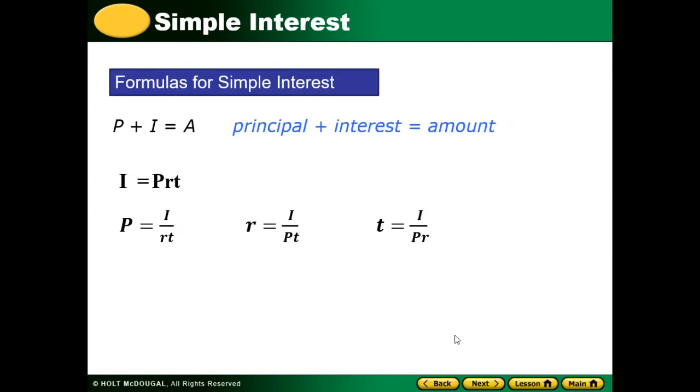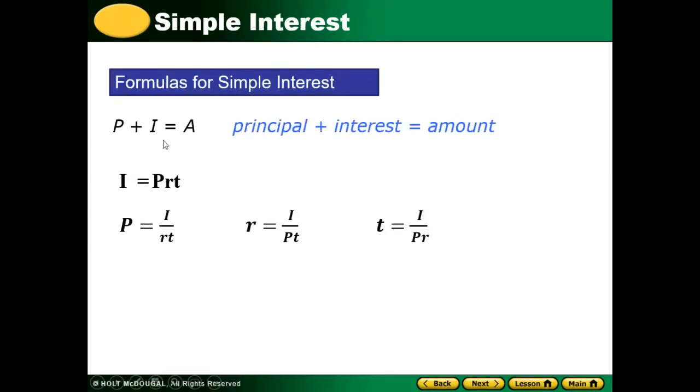So we'll start with P plus I equals A. And let's backtrack. I equals PRT. We just talked about this formula. This is the interest and the principal and the rate and the time. In this equation, we can actually rearrange this a few ways. We can use this equation to solve for our principal if we know our interest, our rate, and our time. We can also use it to solve for rate if we know interest, principal, and time. And we can also use it to solve for time if we know I and P and R.